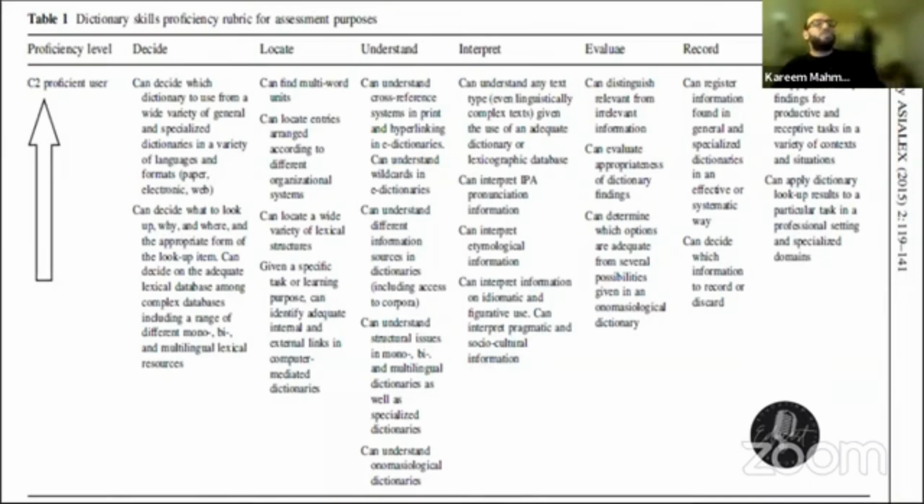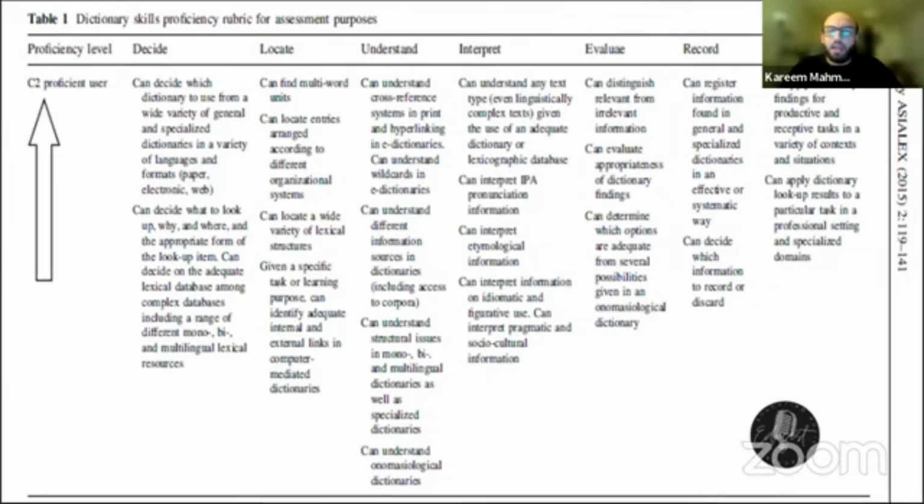What I mean by the cross-reference, for example, is when you have a meaning inside a dictionary and then you have something between the brackets, or you have an arrow. Okay, go and check this, go to page that. So they can understand these cross-references. They can understand different information sources, for example, including the corpora. For example, if you have a corpora reference, it means the database of all the language used, and they can also interpret different types of text.